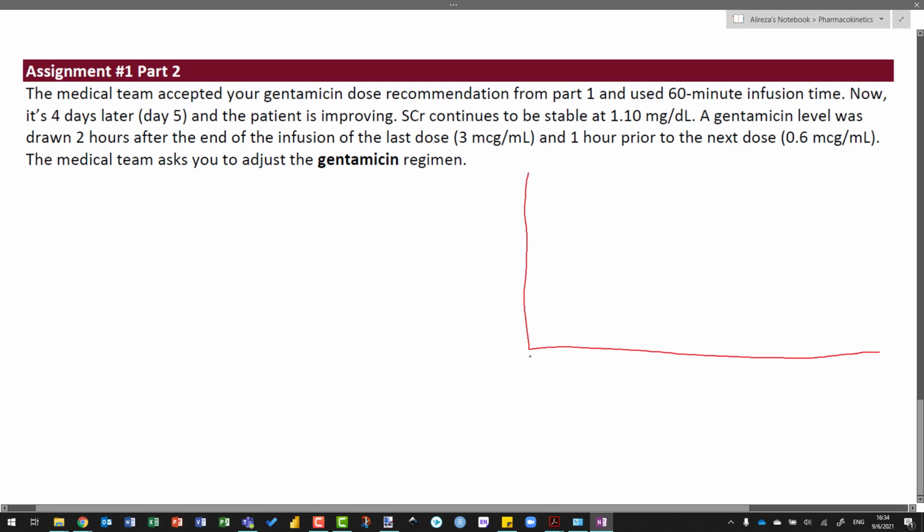So basically, the true peak is 1 hour after infusion. So on the x-axis we're looking at time, and on the y-axis we'll look at gentamicin plasma concentration. So here we have time. Let's say it was a 1 hour infusion, so 60-minute infusion, at the end of infusion you get your true peak. So this would be your true peak.